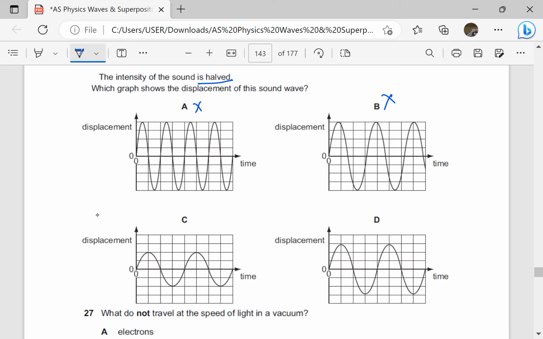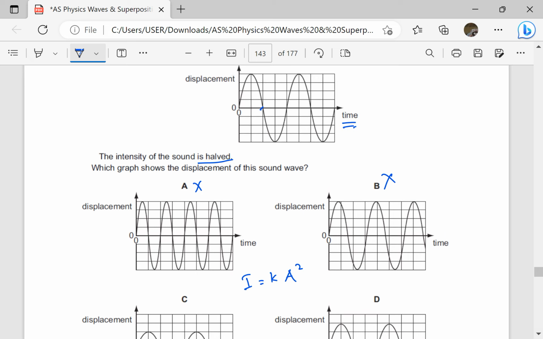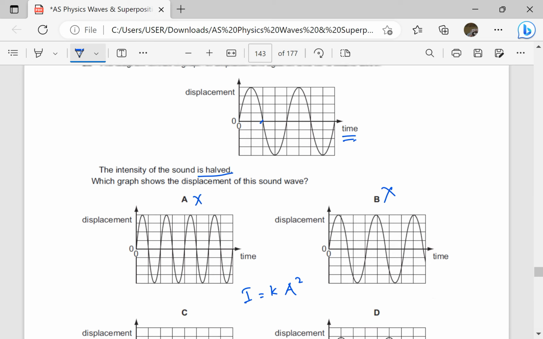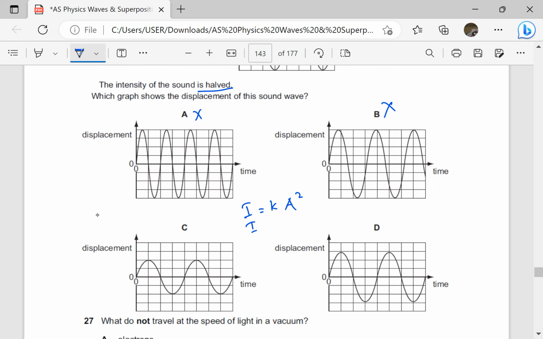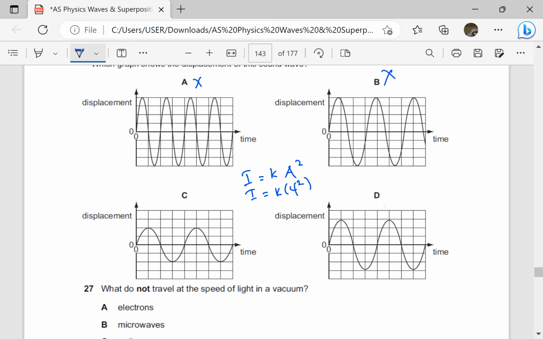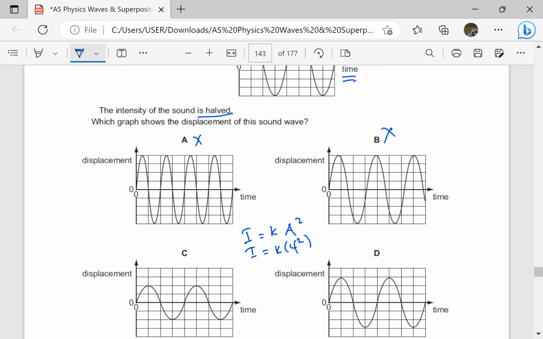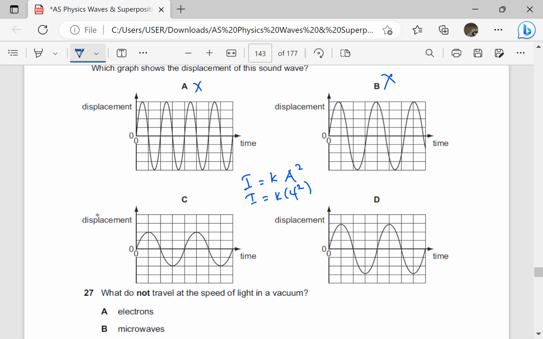Let's now check the amplitude. Intensity is equal to a constant times amplitude squared. In other words, intensity is directly proportional to the amplitude squared. So for the first one, A is represented by 1, 2, 3, 4 boxes, let's say A is 4. So first intensity I is equal to K times 4 squared. Then for the second one, the intensity is halved. So where there is I, I will put a half I is equal to K times the new amplitude, which I will call A2 squared.